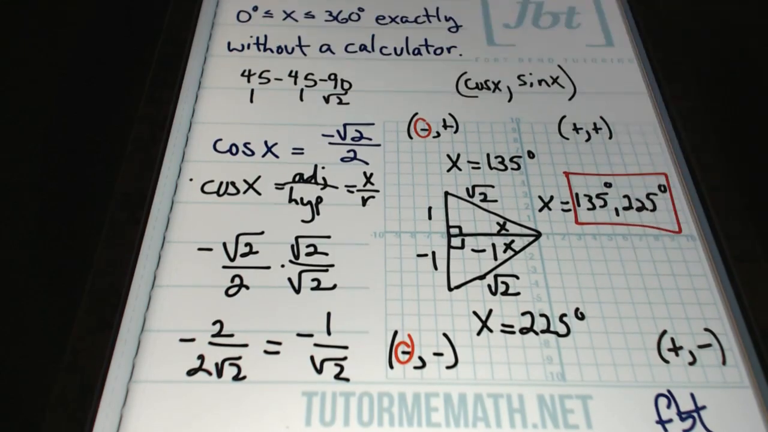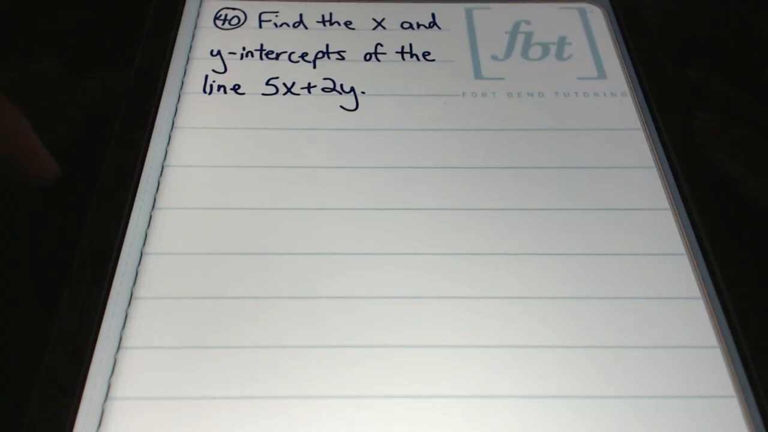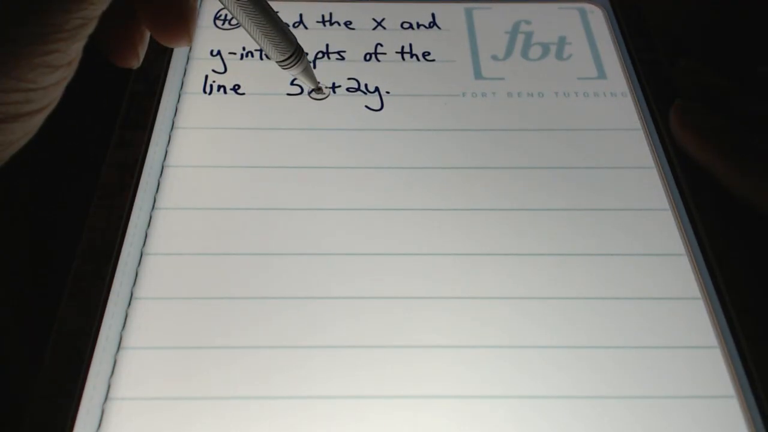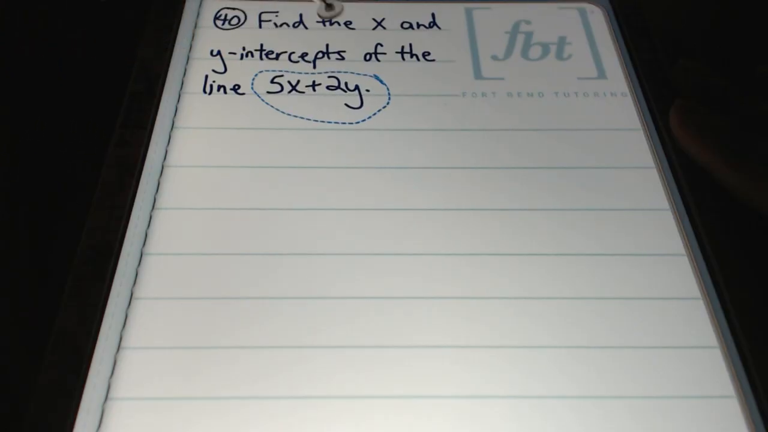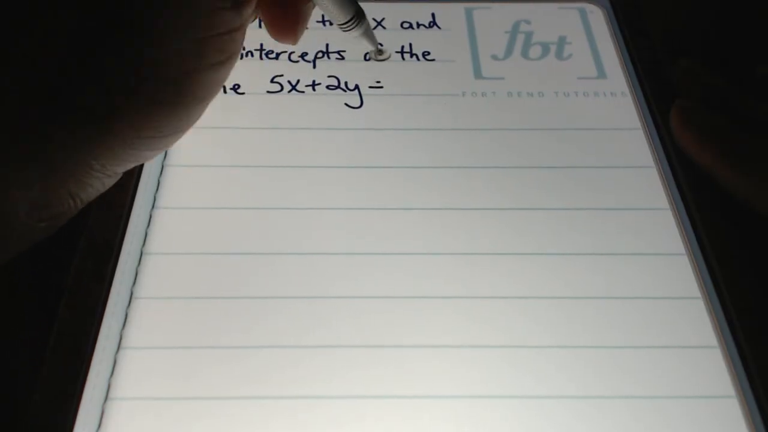All right. Let's move on, guys. Problem number 40 is in play. And in problem number 40, we're dealing with the line y equals 5x plus 2y. So let's go ahead and fix this because this is not correct. All right. 5y plus 2y. This is supposed to equal 30. All right. Let me fix this ink.